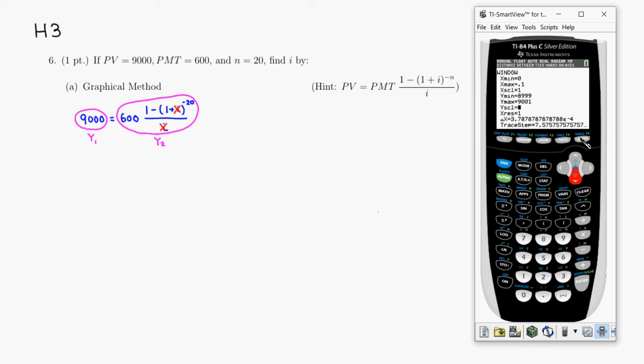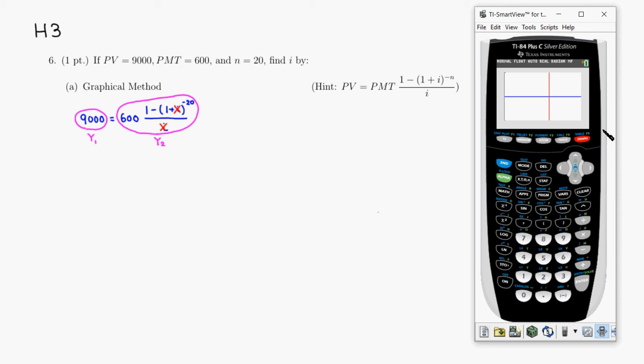I'm going to graph it by hitting graph right there. So that's Y1, the blue line, and Y2 hopefully shows up as a red curve. To make it look a little bit better, I'm going to make X max smaller. How about 0.05? Then hit graph. Hopefully the graph looks a little bit better. Hope we see the red curve showing up.